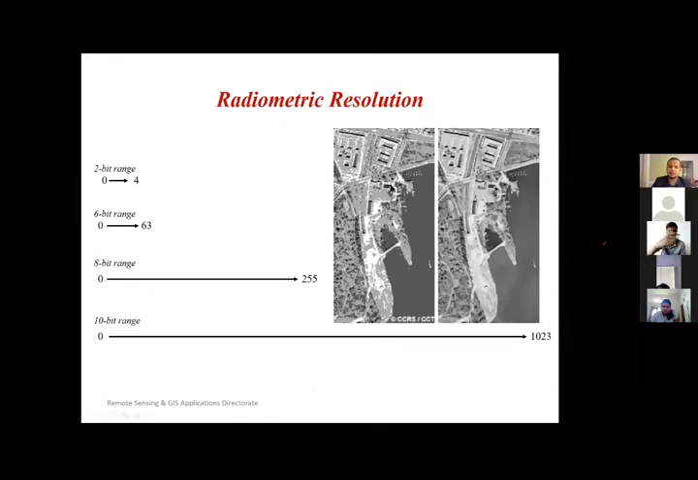The range in the reflected energy will have a value from 0 to 4 in a 2-bit image. Whereas as we go from 6-bit to 8-bit to 10-bit, the range increases from 63 to 255 to 1023. So what does that mean? The higher the radiometric resolution, the better the image would look and would help us to differentiate things on the surface of the Earth.